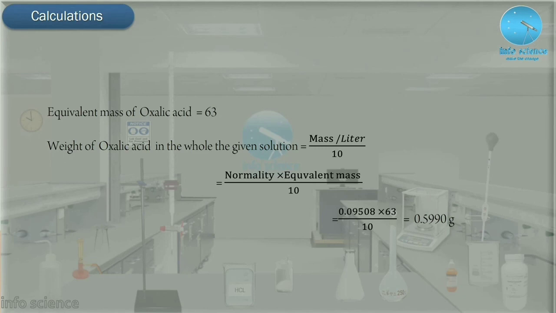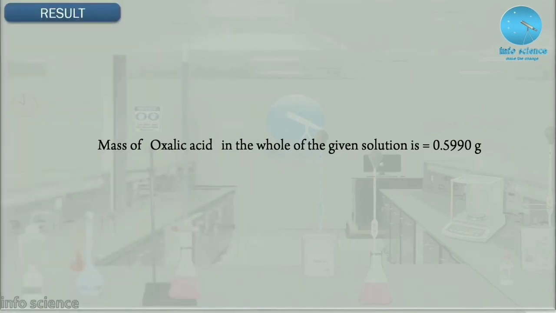Equivalent mass of oxalic acid equal to 63. So weight of the oxalic acid in the whole of the given solution equal to mass per liter by 10, which is equal to normality into equivalent mass by 10. By substituting the values, we get the weight of the oxalic acid as 0.5990 gram. Now the result: mass of the oxalic acid in the whole of the given solution equal to 0.5990 gram.